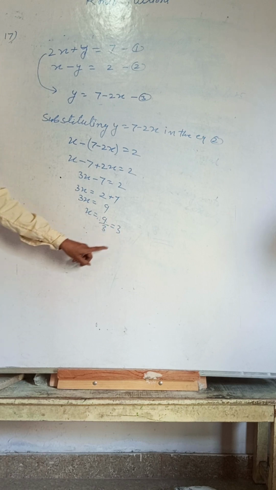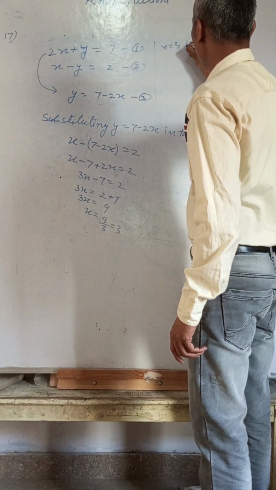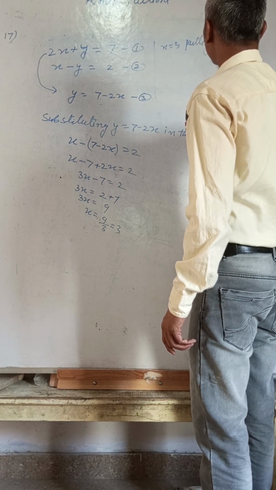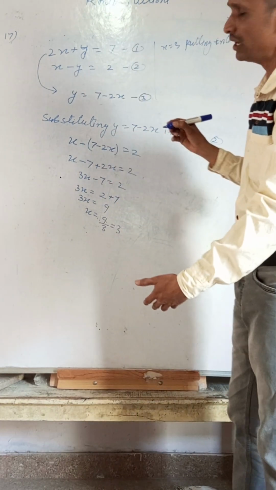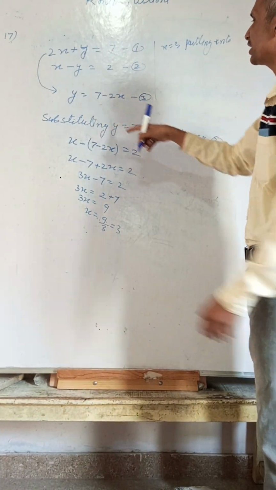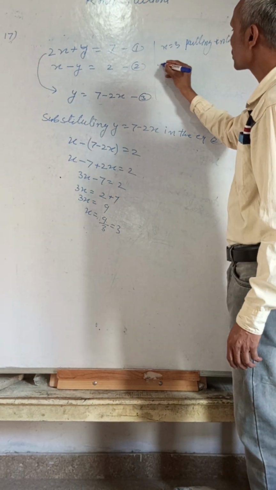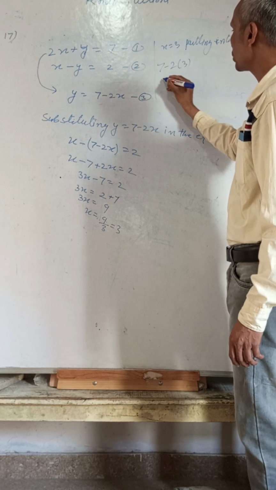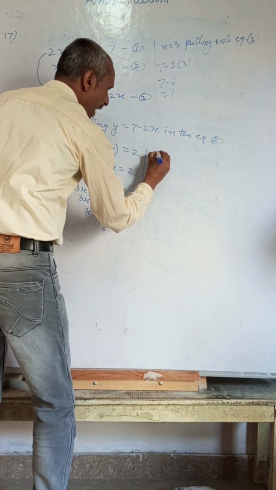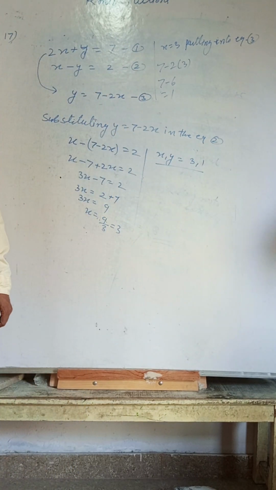Now substituting the x value, x is equal to 3, into equation number 1, 2, or 3, any one; but it is easy to use equation number 3. So what will come? 7 minus 2 into 3 is equal to what? 7 minus 6 is equal to 1, so y is 1. So what we got: x comma y is equal to (3, 1). This is the substitution method.